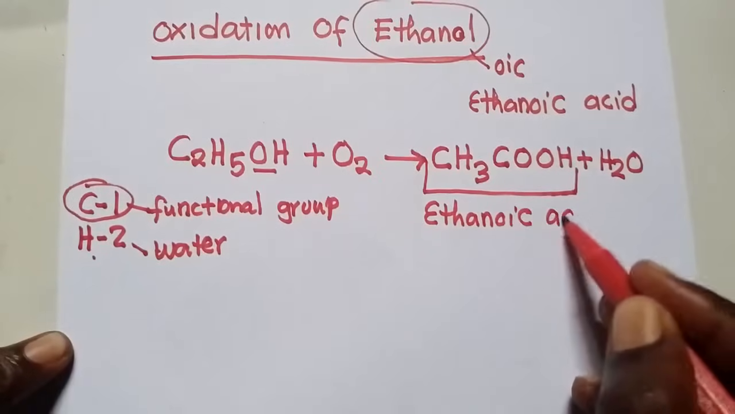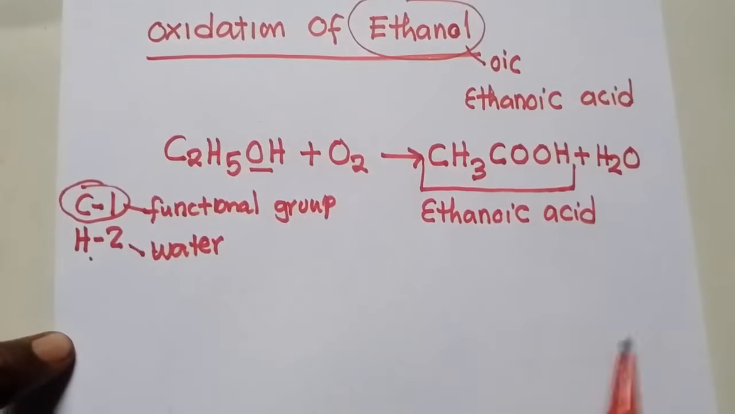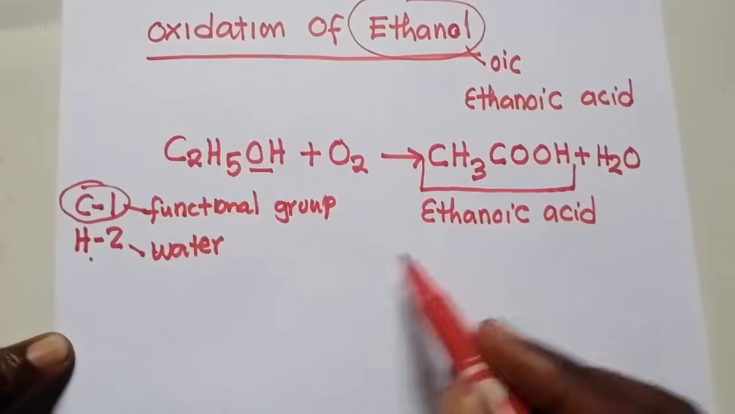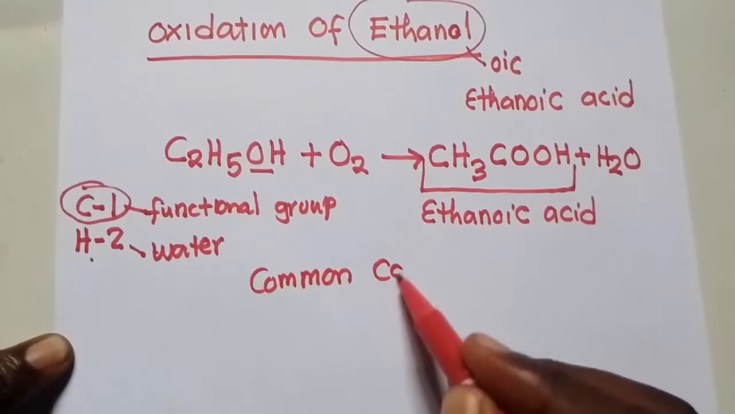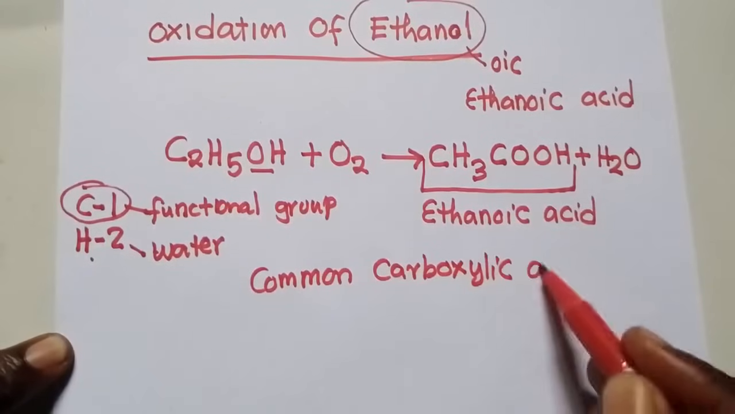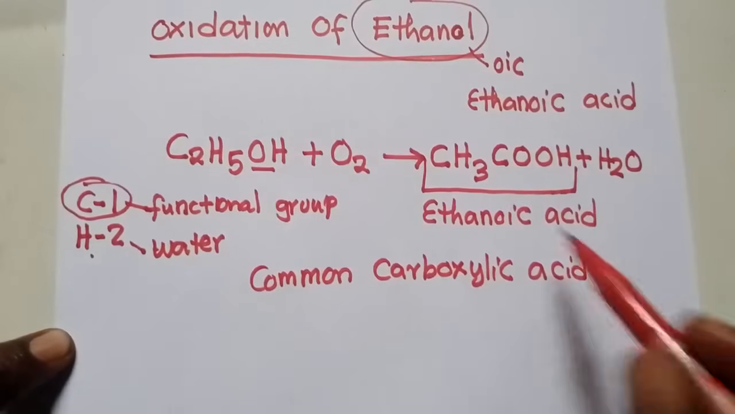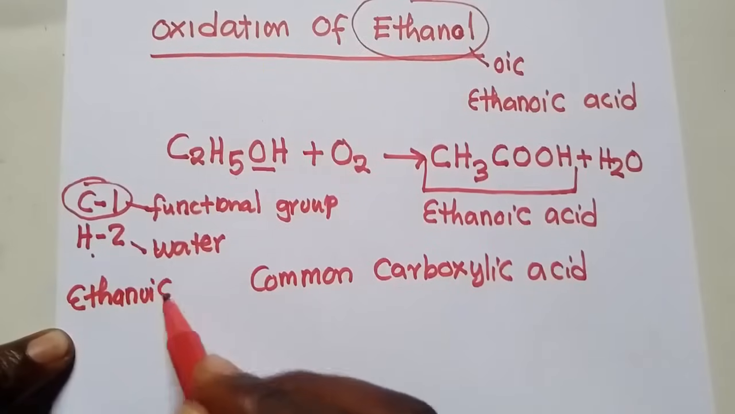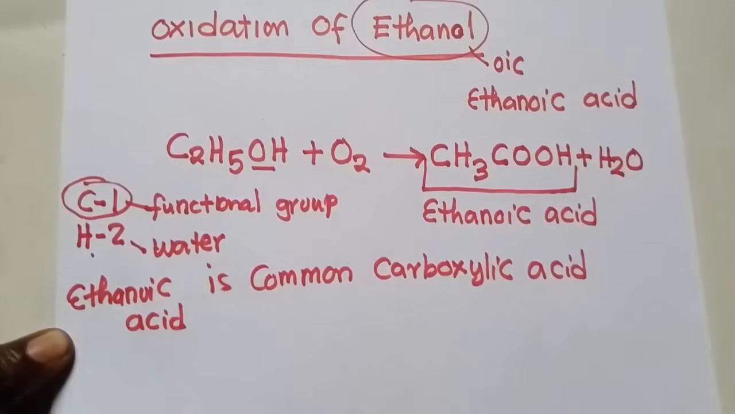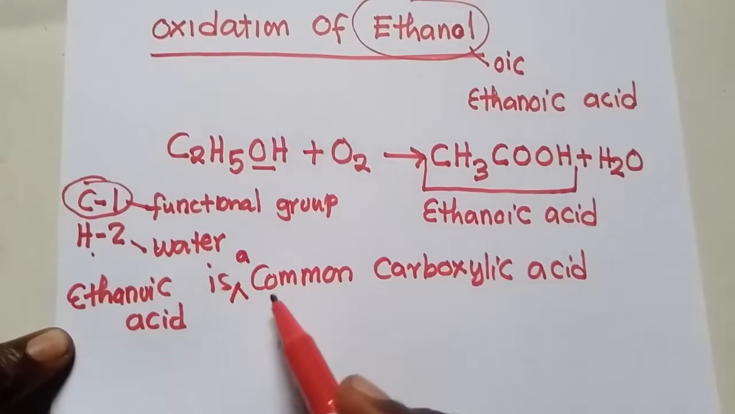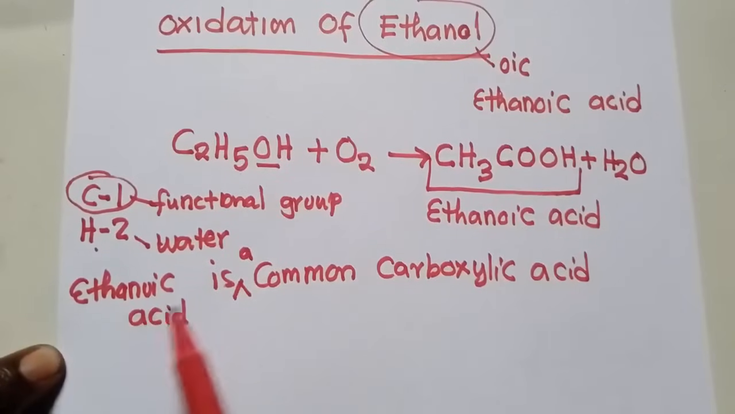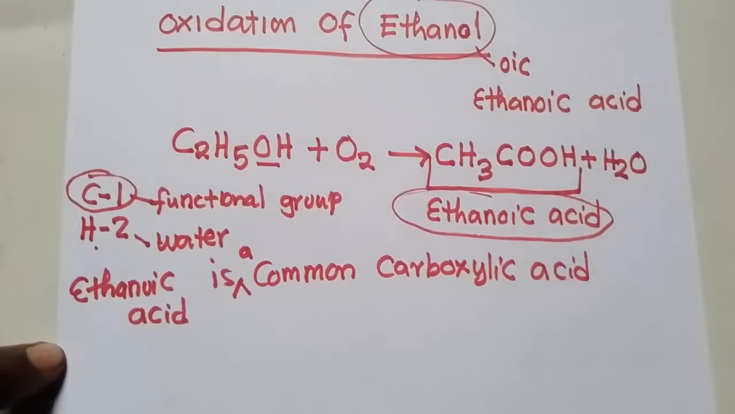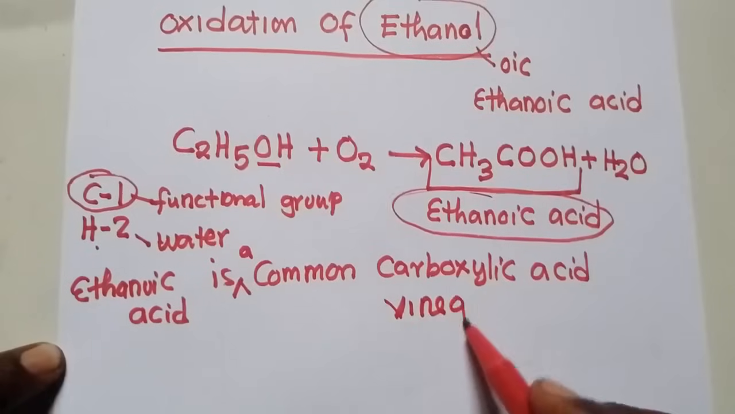Have you seen? We are calling it what? Ethanoic acid. So the common carboxylic acid is called ethanoic acid. Ethanoic acid is a common carboxylic acid. Why? Because it is found in what? In vinegar. That's where we get to find ethanoic acid.